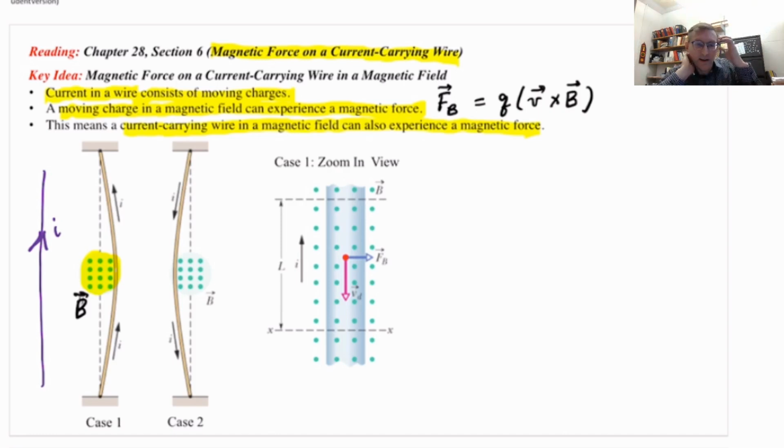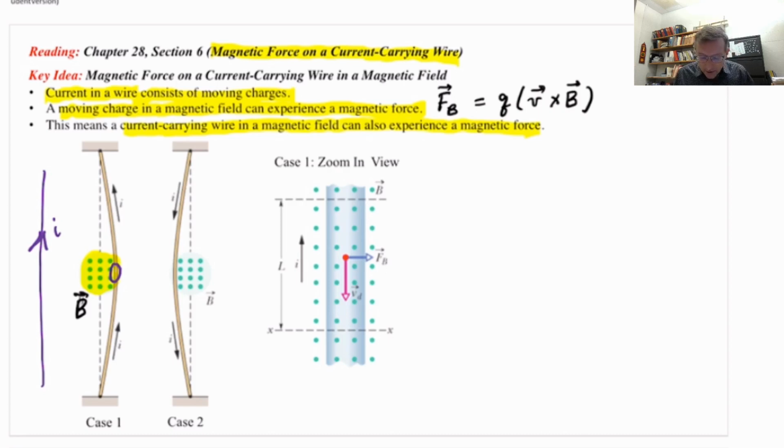So the first thing we realize is that the direction of this magnetic force on this current carrying wire depends upon which way the current is going. And that shouldn't seem too surprising because current is moving charge, and the magnetic force on a moving charge depends upon which way the charge is moving. So let's take case 1 and do a zoom-in view of a part of the wire that's roughly right about in there. Okay? And that's what this picture here on the right is.